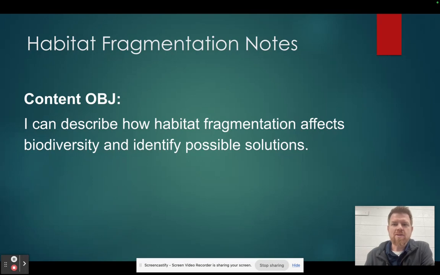Hi everyone, Mr. Watts here, and today we're going to learn a little bit about habitat fragmentation. So our objective for this is I can describe how habitat fragmentation affects biodiversity and identify possible solutions.